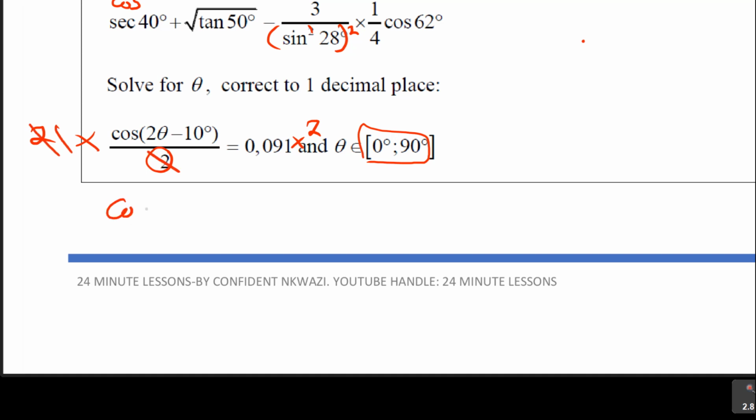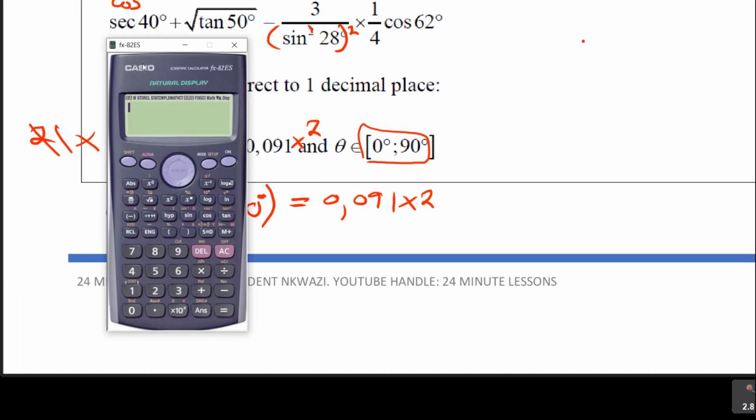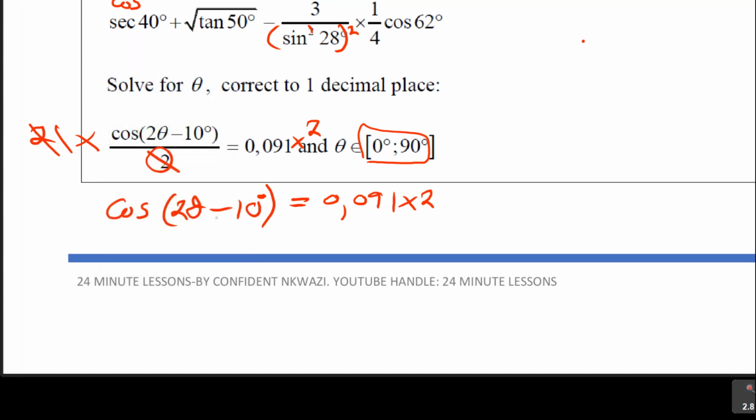So I will have cos, look at this, 2 theta minus 10 degrees is equal to 0,091 times 2, which we're going to solve. You can even find the answer of 0,091 times 2 and see what it gives you. Let's do that. 0,091 times 2. What am I getting? I'm getting 0,182. So far, so good.